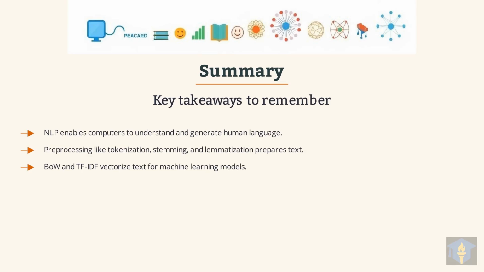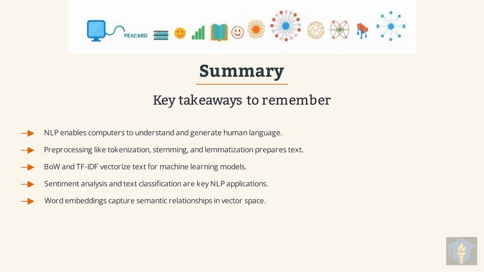Techniques such as bag of words and TF-IDF are used to vectorize text for machine learning models. Key NLP applications include sentiment analysis for opinions and text classification for categorizing documents. Word embeddings are powerful as they capture complex semantic relationships between words in a vector space. Lastly, advanced models like transformers and BERT utilize attention mechanisms for deep, contextualized language understanding.